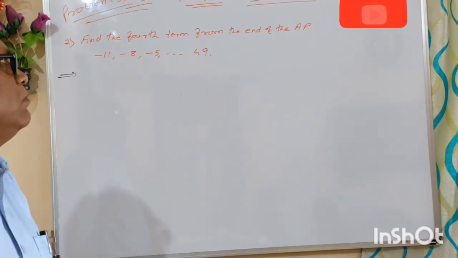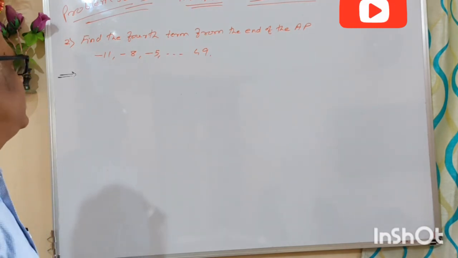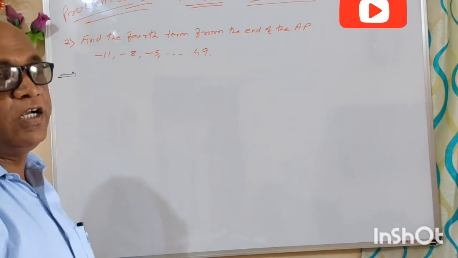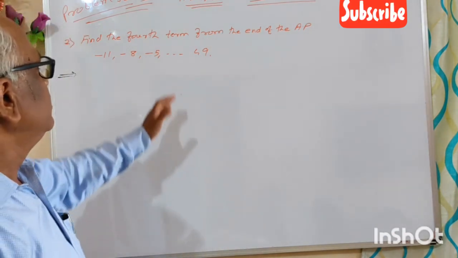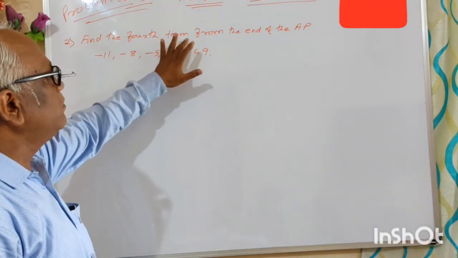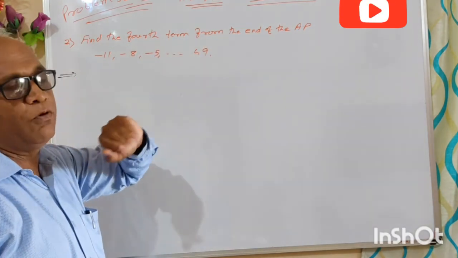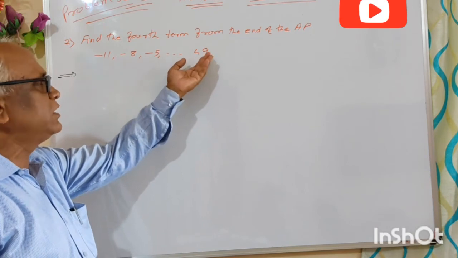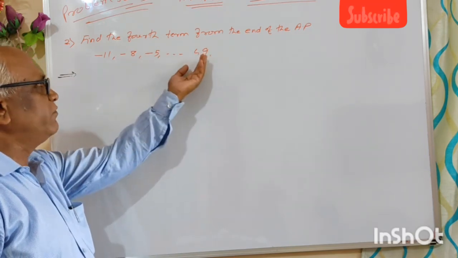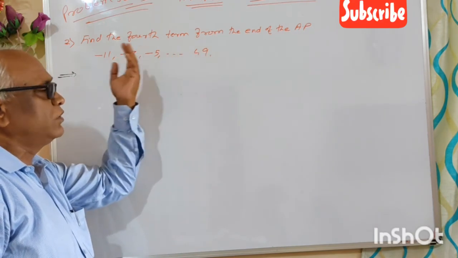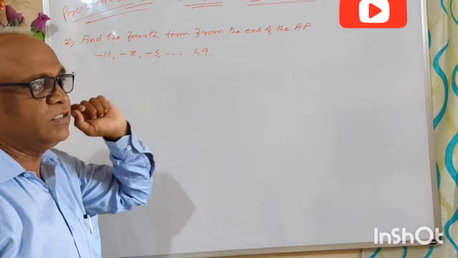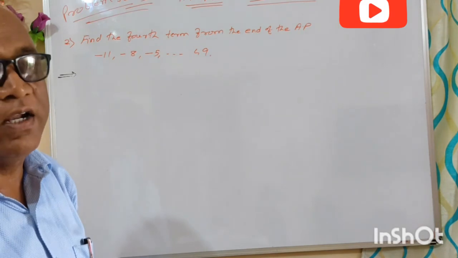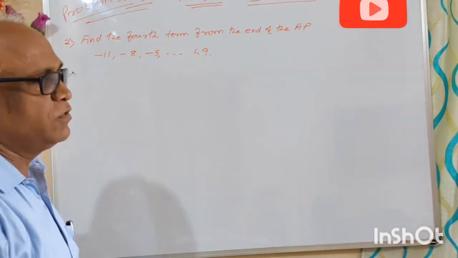Find the fourth term from the end of the arithmetic progression. You should read the question properly and try to understand, then solve it. The end of the arithmetic progression means from this side: this is the first term, second term, third term, fourth term, the last fourth term. If we know the nth term, then we can find the last fourth term.